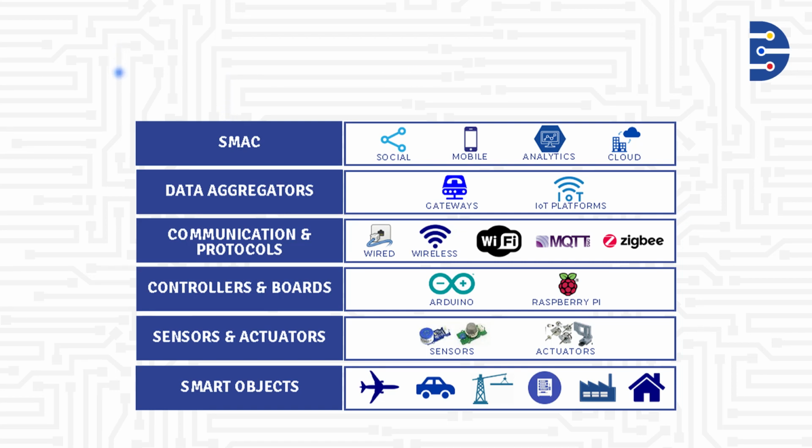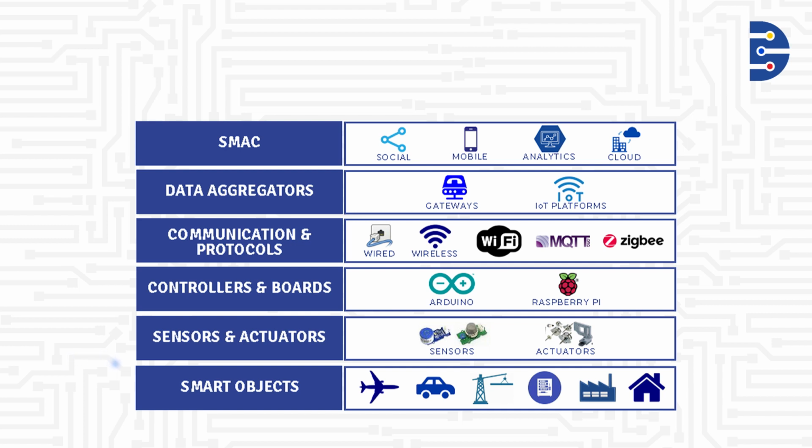The controller will communicate to the gateway, the IoT gateway or the IoT platform via a wireless connection or through a wired connection using some communication protocol. From the gateway, the data is sent to the cloud and then the analytics, then the mobile and then the social. Thus, if you see, the solution stack has various layers which build one on another to give us the complete IoT solution.